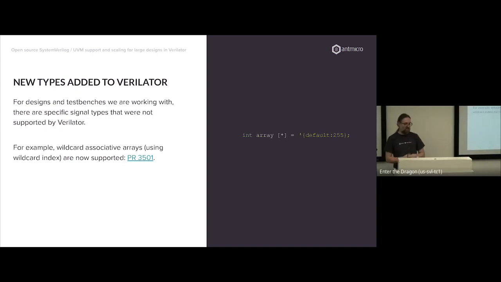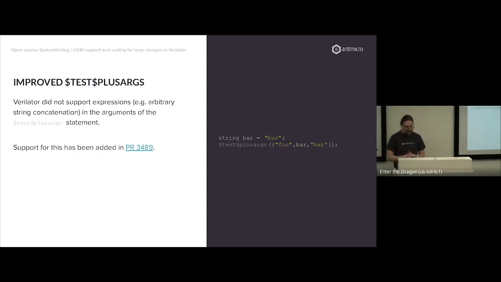We'd also been adding new types. There were missing signal types, and one big missing piece was wildcard associative arrays. That was a bit tricky to implement, but it works now. There's stuff like arbitrary string concatenation that just didn't work. Again, just adding support. There are examples on the right. I don't know if you can see them well in the slide, but of course the slides will be shared, and you'll be able to look at the examples, and all of the code is public. So if you want details on what exactly was implemented and how, you can just look at the PRs. I'll just go through these quickly.